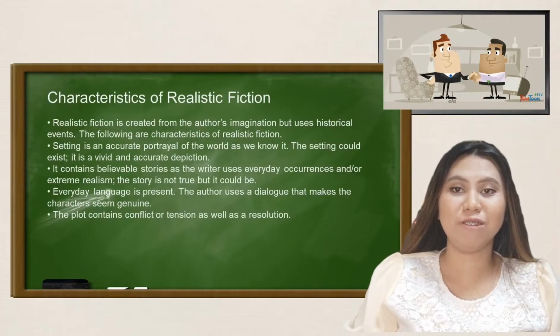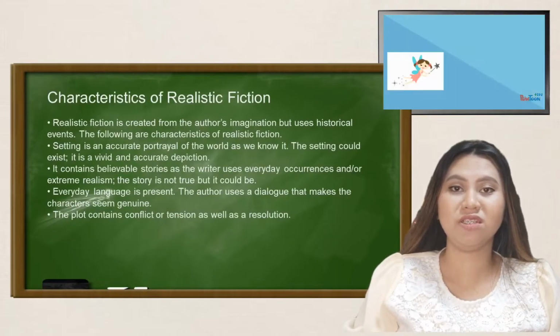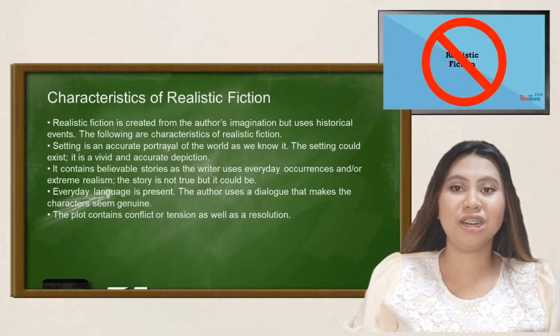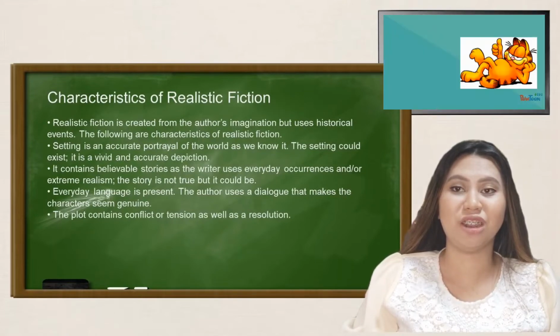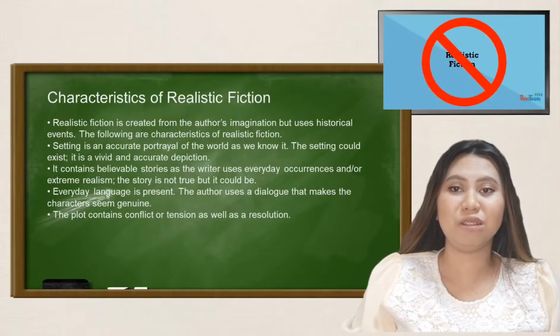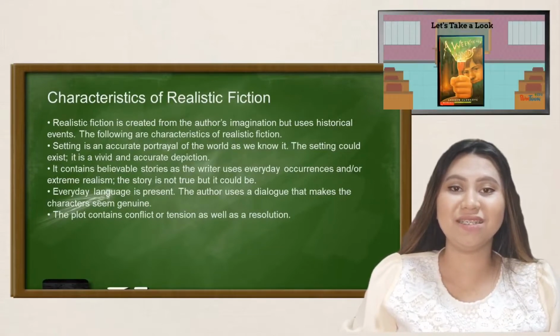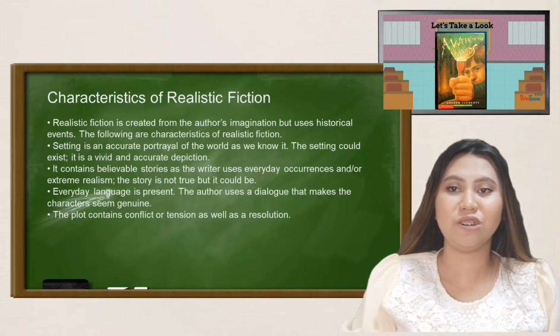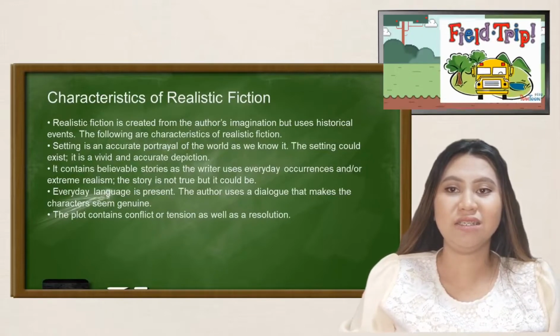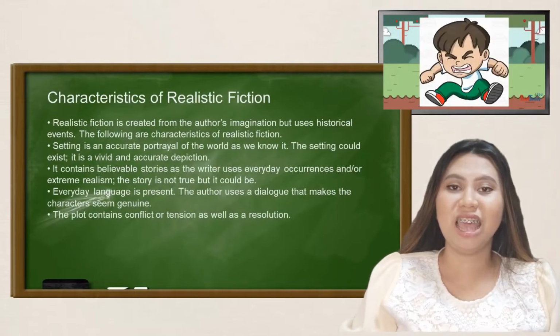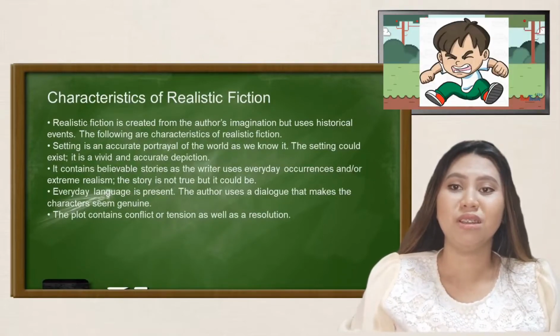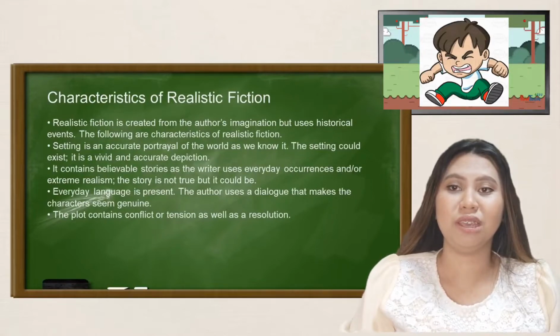Characteristics of realistic fiction. Realistic fiction is created from the author's imagination but uses historical events. The following are characteristics of realistic fiction. Setting is an accurate portrayal of the world as we know it. The setting could exist. It is a vivid and accurate depiction. It contains believable stories as the writer uses everyday occurrences and/or extreme realism. The story is not true, but it could be.